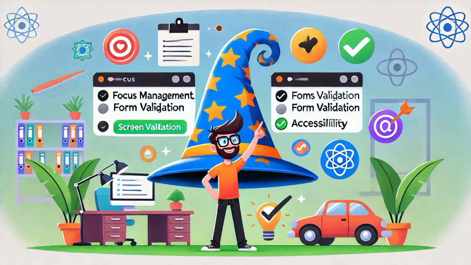setErrors(stepErrors); // Move focus to the first invalid field const firstErrorField = Object.keys(stepErrors)[0]; refs.current[firstErrorField].focus(); return; } setErrors({}); setCurrentStep(currentStep + 1); }; The handleNext function now validates the current step.